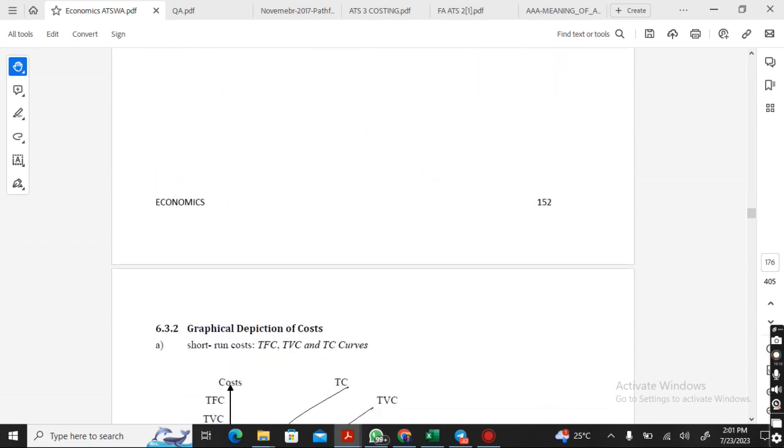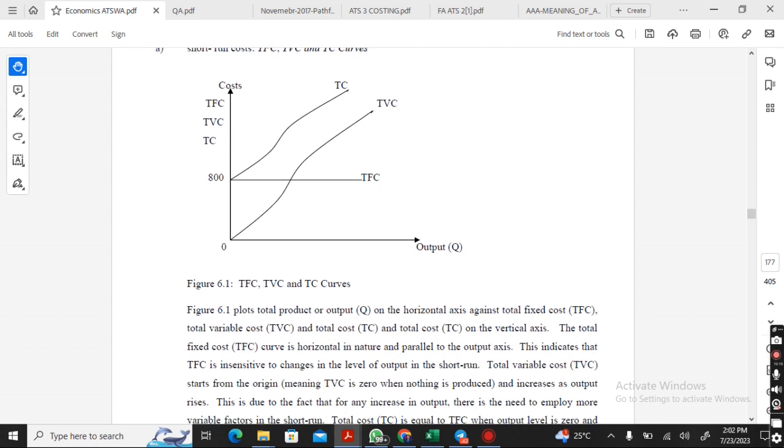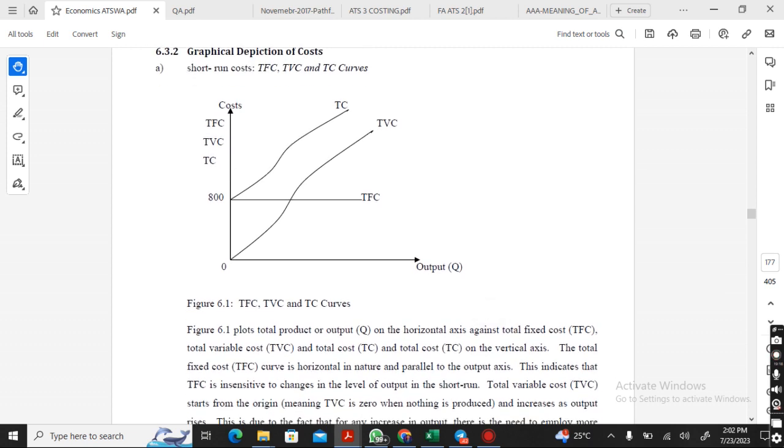So I will explain this with a graph now, very shortly. You can see this is a graph of this. Now, the graph distribution of cost in the short run: fixed cost is still 800, no matter how. If you draw it very carefully, we see that this is how your TVC is and this is your total fixed cost.